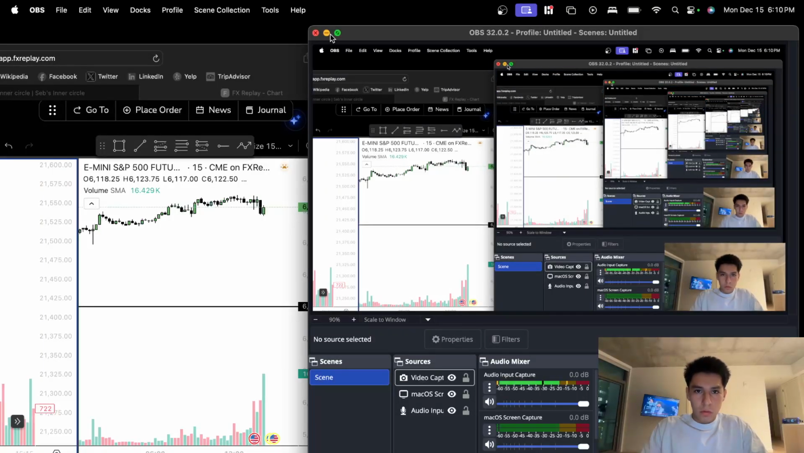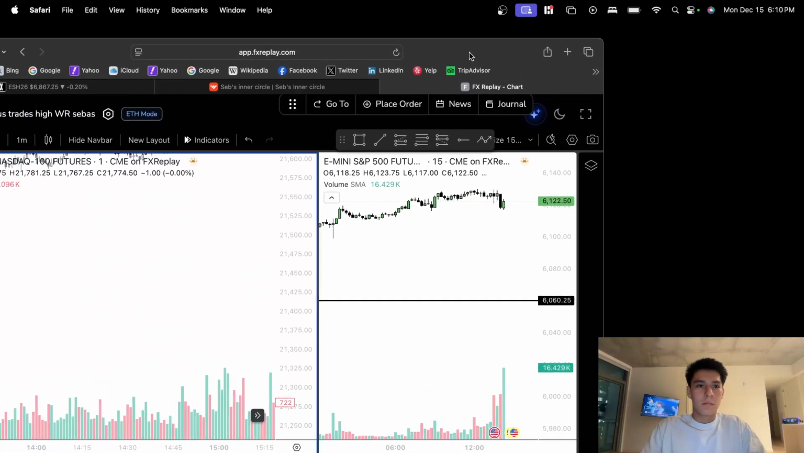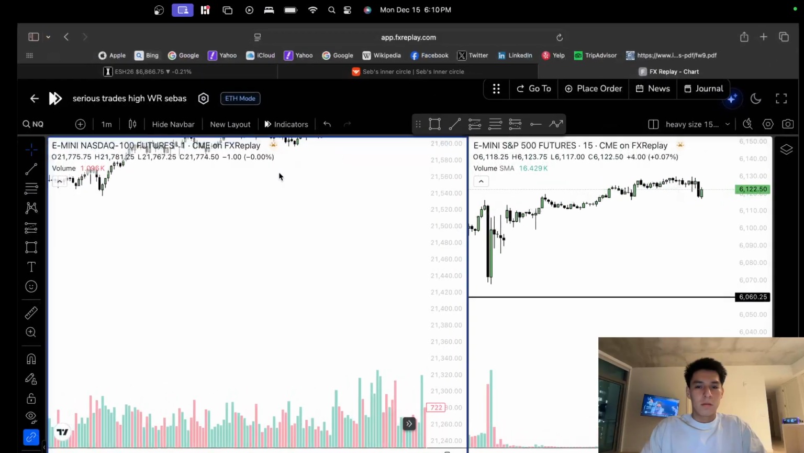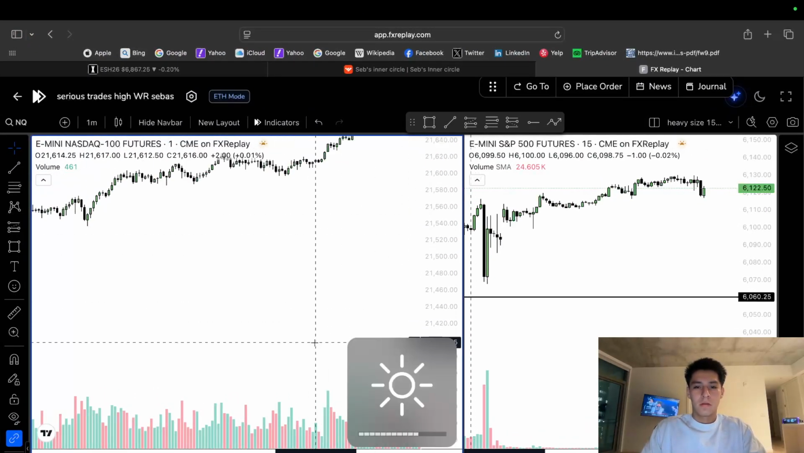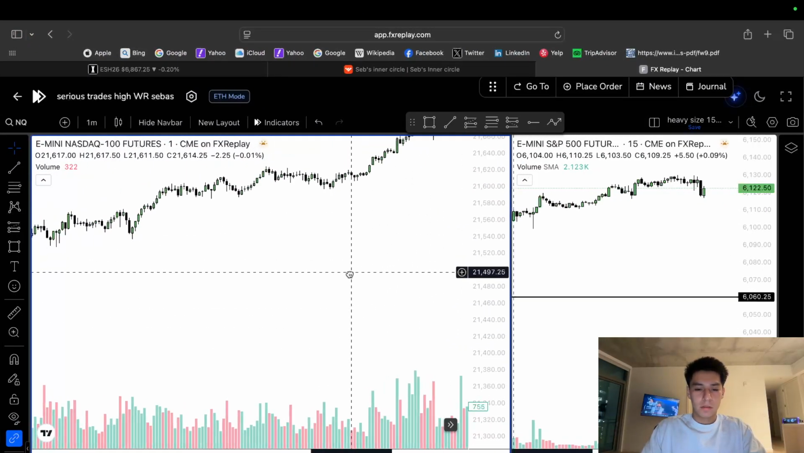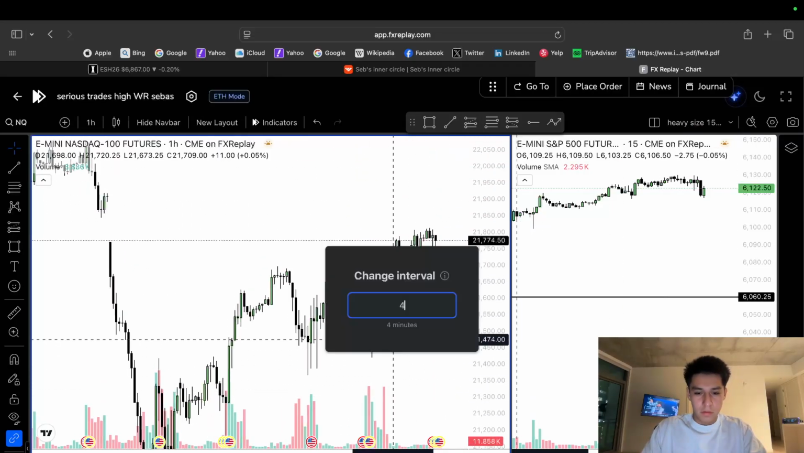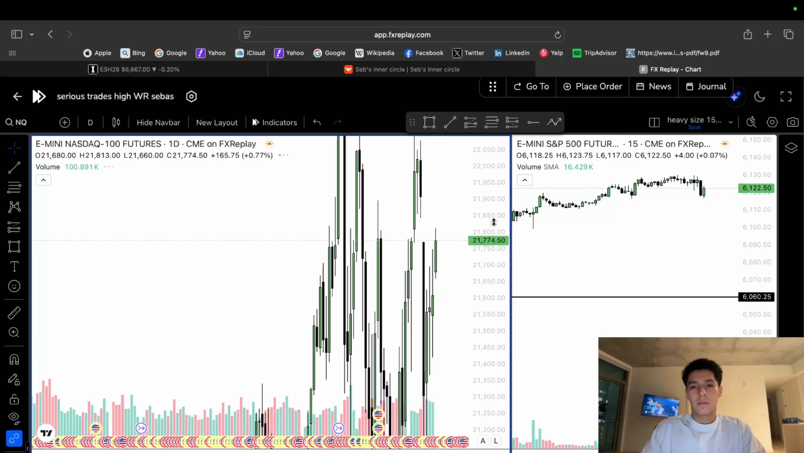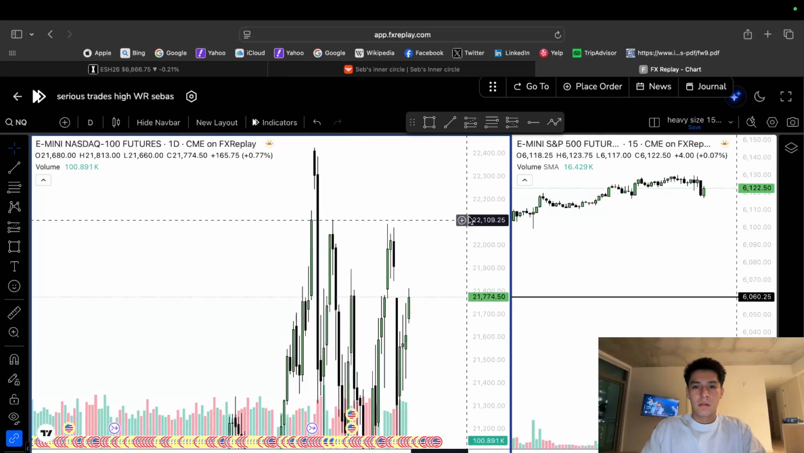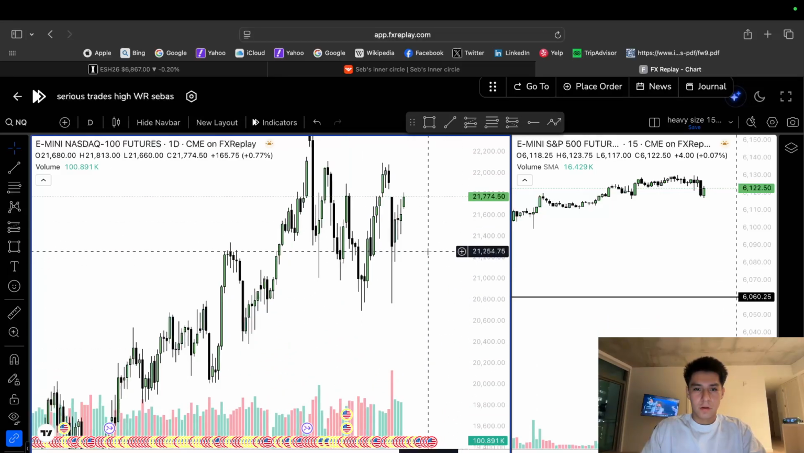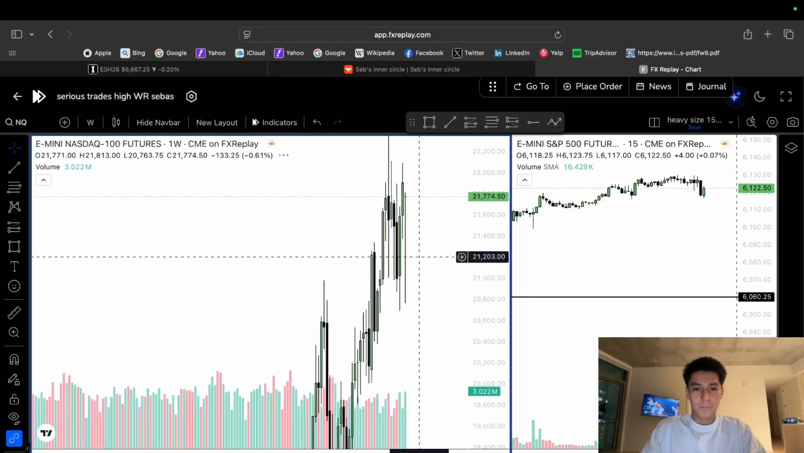Yo, so I'm gonna do a little backtesting, just gonna break down my whole strategy, bottom to top, pretty much how I look at the market every single day. I'm gonna do this on the FX Replay account. So pretty much I always start off on the daily time frame and I look at my potential draws on liquidity, right? What does it look like we're doing here?